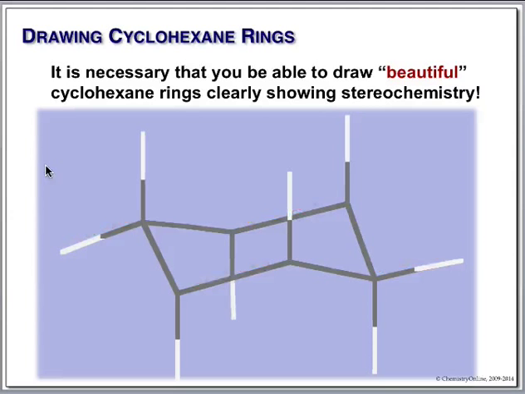Now, this gets a little more difficult, but if you note, as you constructed your wing here, not only were these two parallel, but these two are also parallel. The bonds here and here are going to be parallel to these things. You can kind of look across the ring.